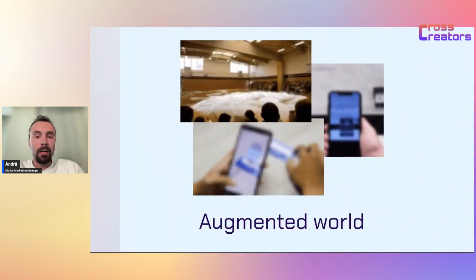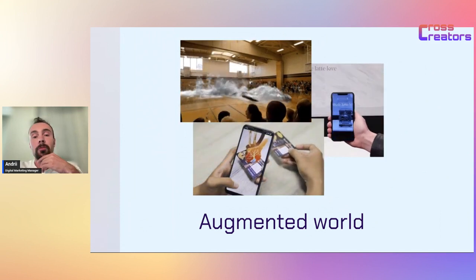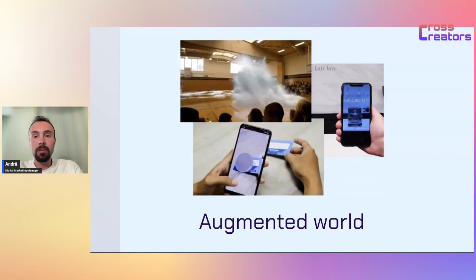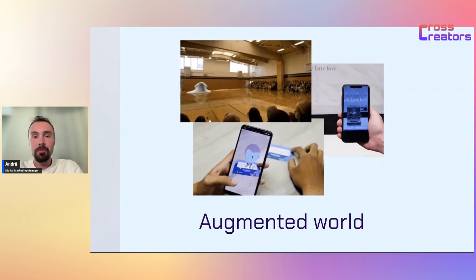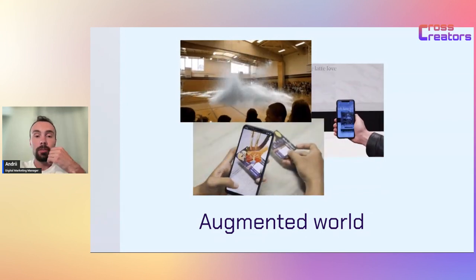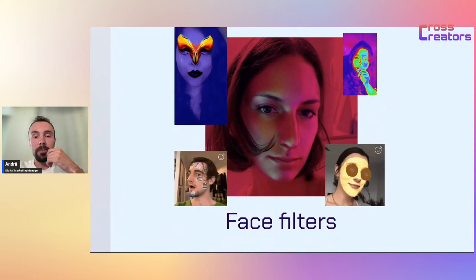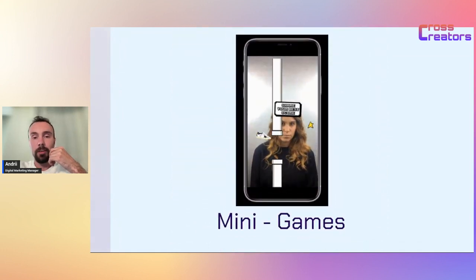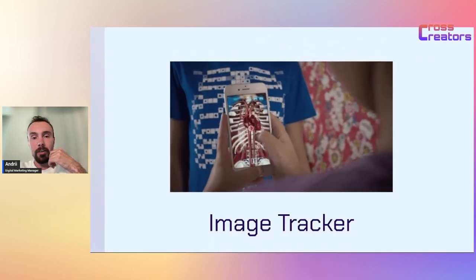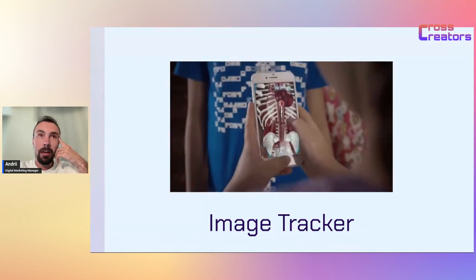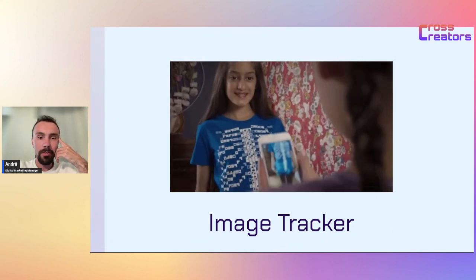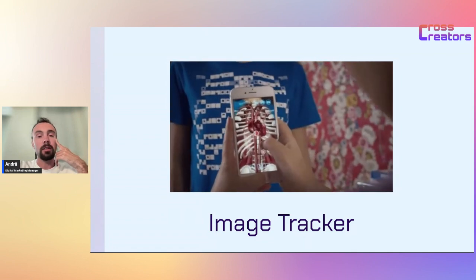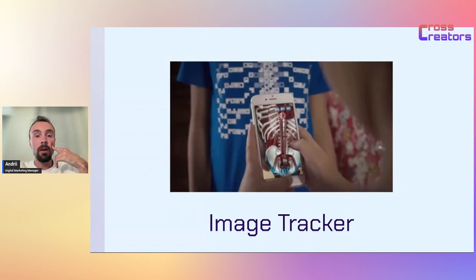So, types of augmented reality. The first type of augmented reality is augmented world, and the example over here is pretty straightforward. Basically, you can add objects to the world. Then there are face filters. All of you have used it already on Instagram, for example. Then mini games. I think you've played once. Another one is image tracker, and about tracking images we will talk a little bit later when we discuss the tech and how AR works exactly. So basically, you can track, as shown in the example, a T-shirt, for example, and it can add some objects and movements to it.